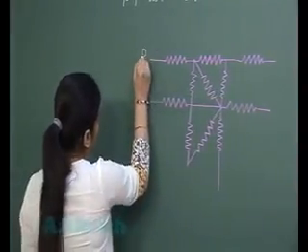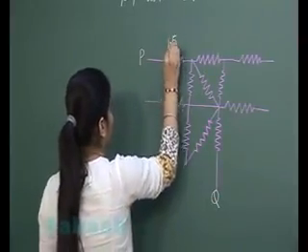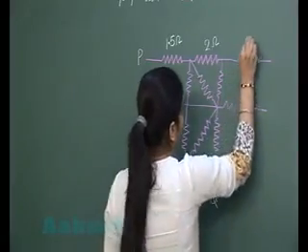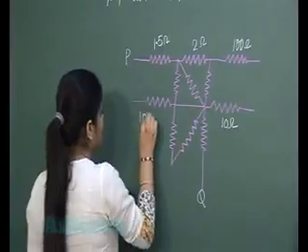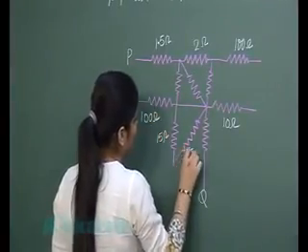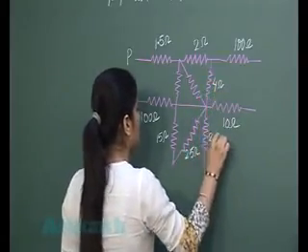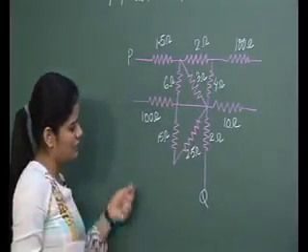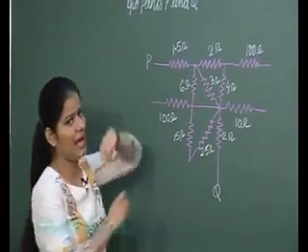This is point P and this is point Q. This is 1.5 ohm. This is 2 ohm. This is 100 ohm. This is 10 ohm. This is 100 ohm. This is of 15 ohm, 25 ohm. This is 4 ohm, 2 ohm, 6 ohm, 3 ohm. So student, what's the question? That we have to find out the equivalent resistance between points P and Q.